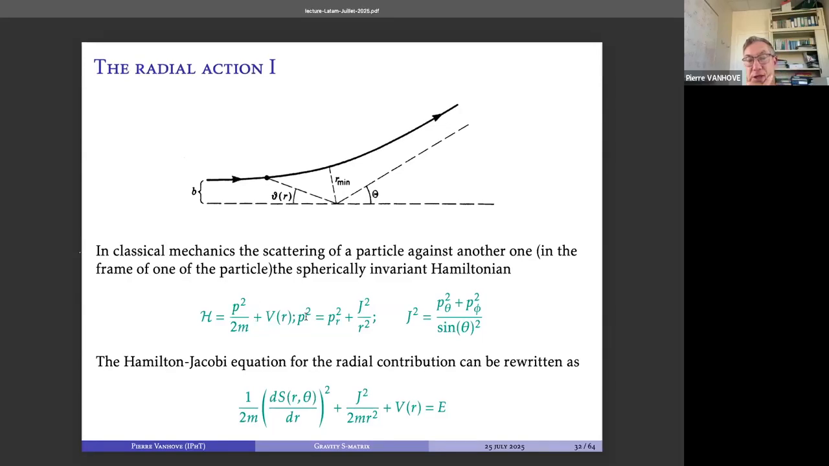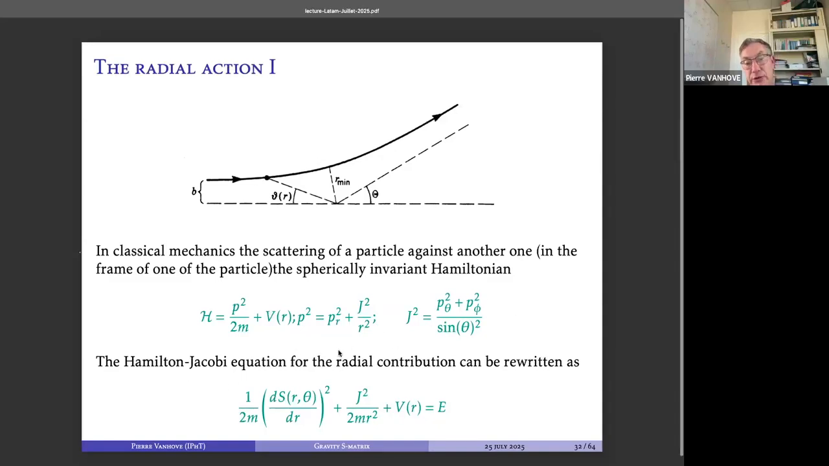And what happens is that then you can write the Hamiltonian in spherical coordinates, because it's a central potential. So P squared is P radial squared plus the angular momentum divided by R squared, and there is a theta and there is a phi. So it's just going to spherical coordinates.